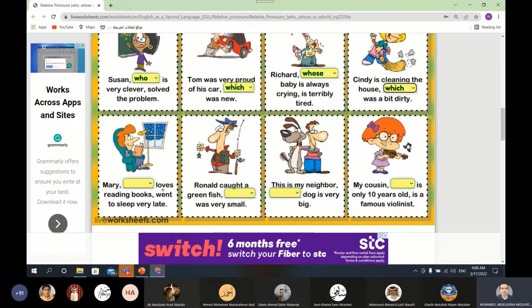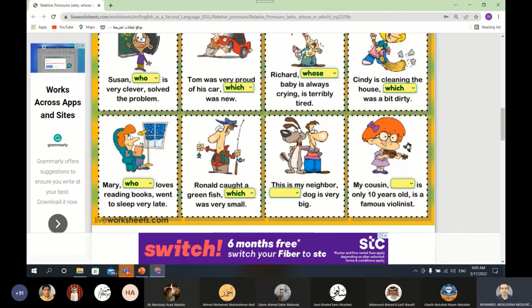Mary, this is Mary, who loves reading books, went to sleep very late. We are talking about Mary. She is a lady. It's a person. Who loves, whose loves, which loves? Who. Yeah, for people, use who. Ronald caught a green fish, which was very small. Now we are talking about Ronald or about the small fish? The small fish, yeah. So Ronald caught a green fish which was very small. Bravo.